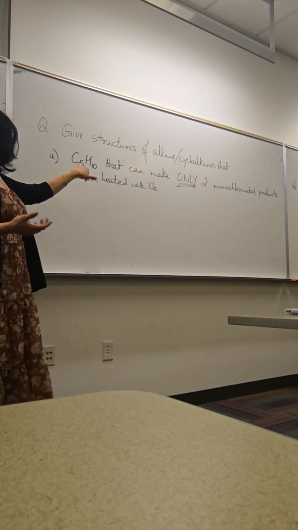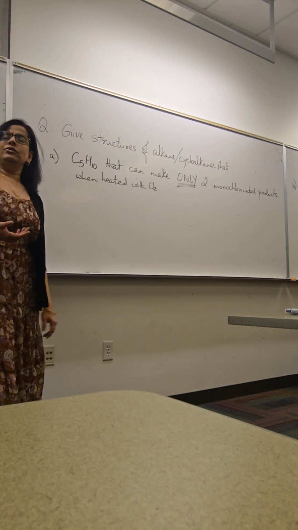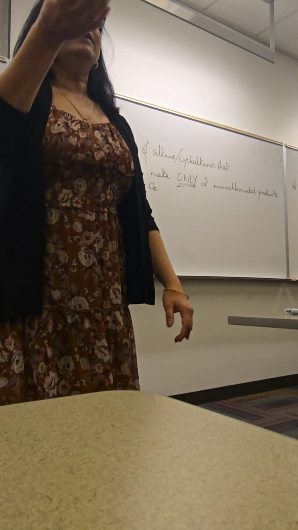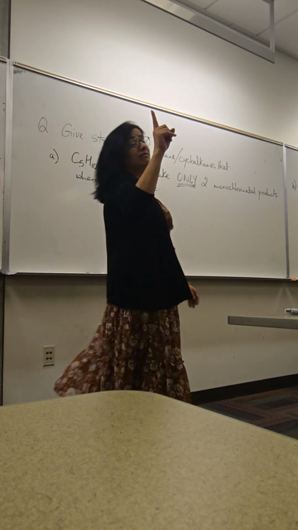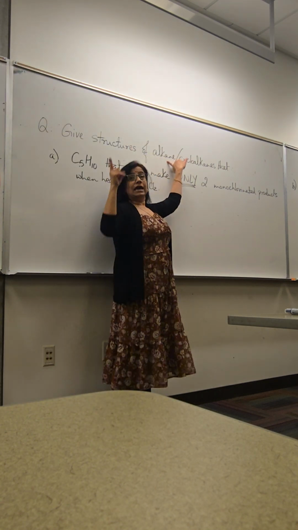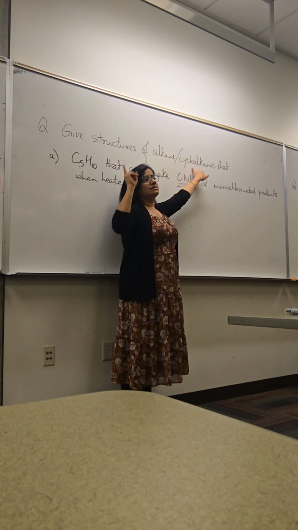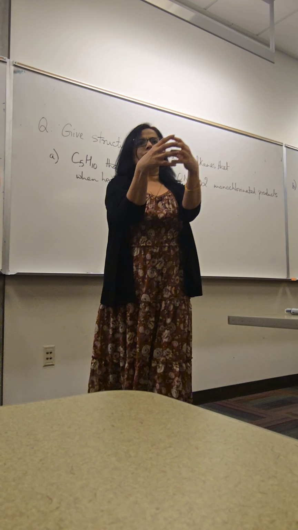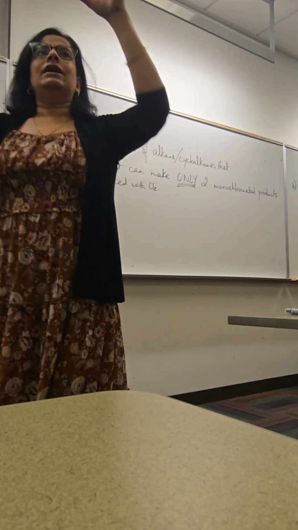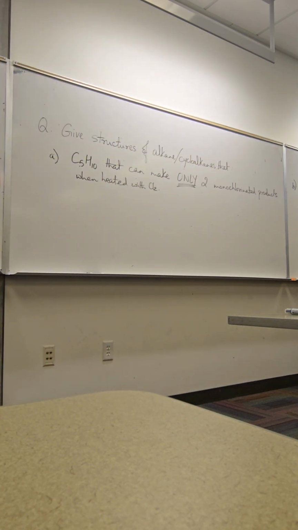But will it fit C5H10 if you did that? First thing is calculate your IHD, guys. C5H10, what's the IHD? 1. So is it going to be an alkane, or is it going to be a cycloalkane? Then that automatically reduces your choices. We can't think of an alkane, we've got to think of a cycloalkane.